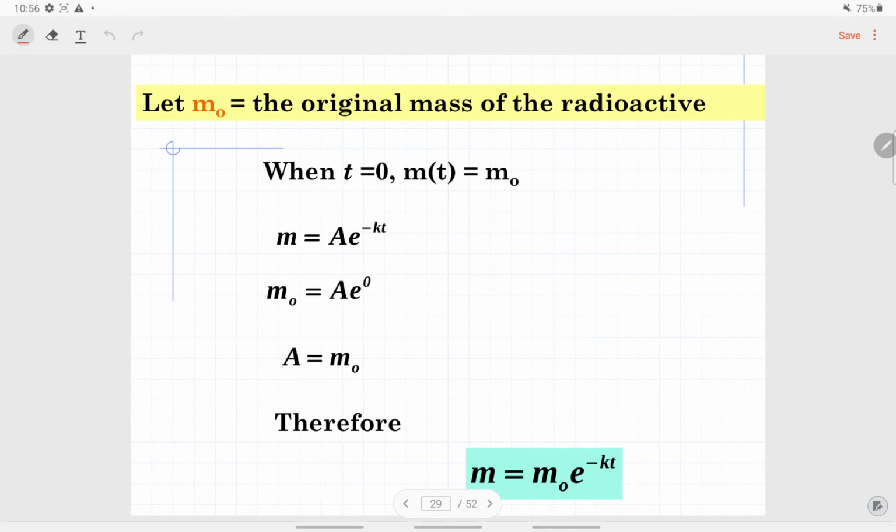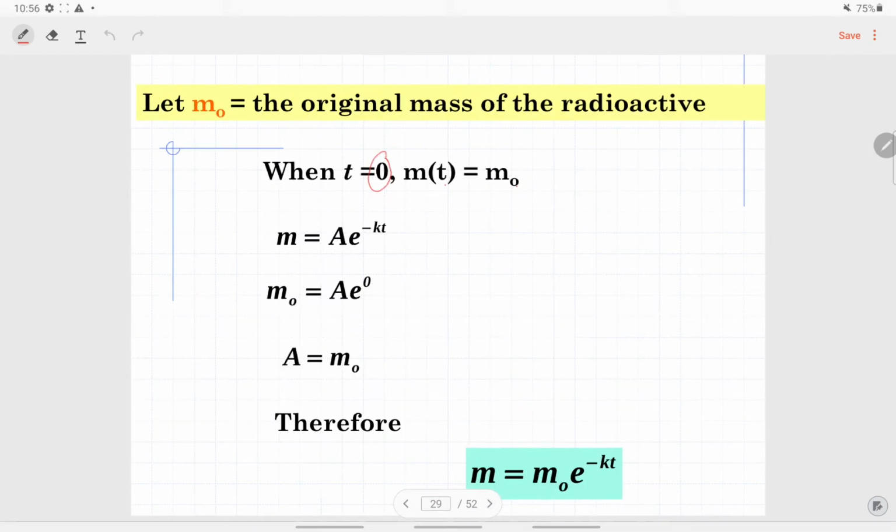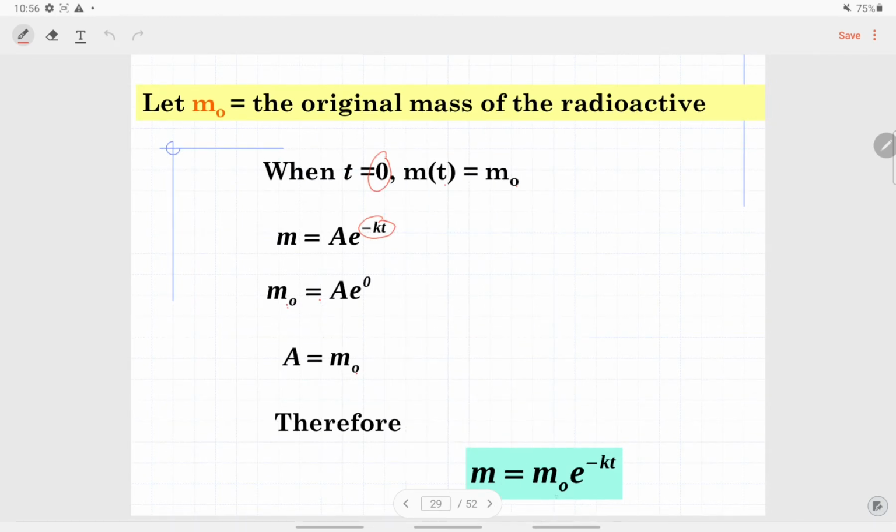We let M naught be the original mass of the radioactive substance, so when t equals 0, M(t) equals M naught. We know that just now M is the general form. M naught equals, we substitute the value of t equal to 0, and then A equals M naught. Therefore M equals M naught exponential negative kt.